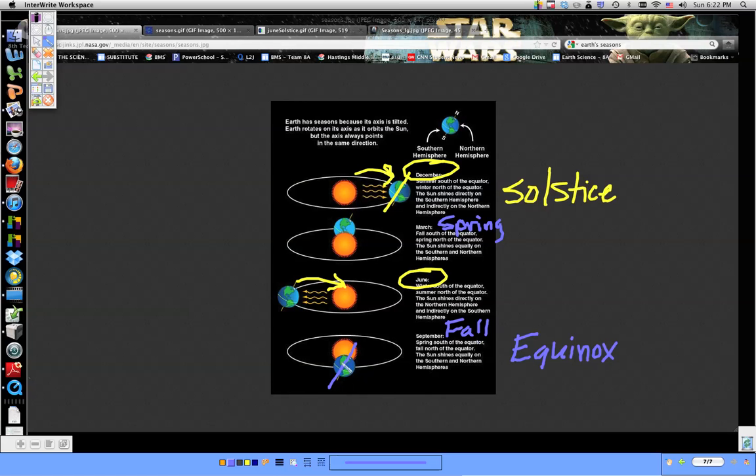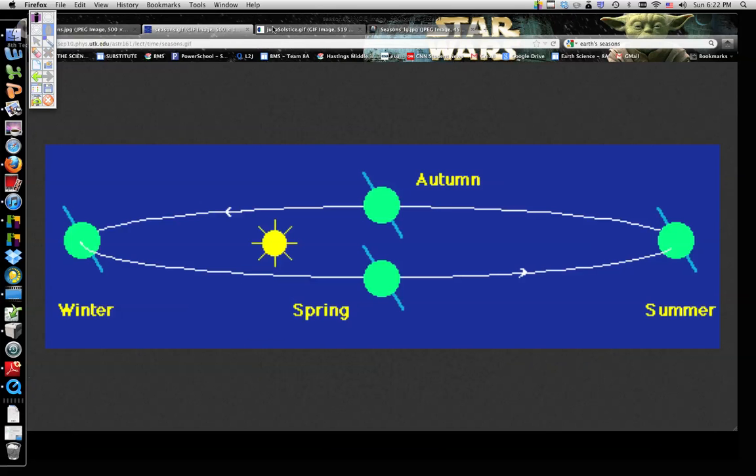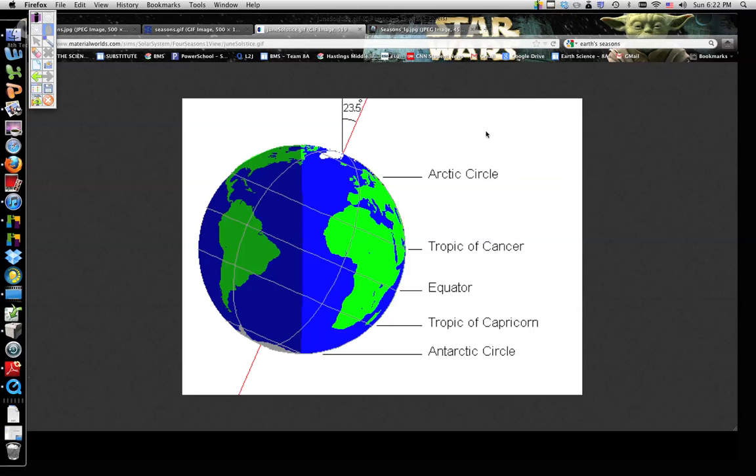So look at that tilt for fall and the tilt for spring. It is parallel to Earth. It is not tilted towards, it's not tilted away, it's parallel. So equal hours of day and equal hours of night for both. Solstice and equinox. All right, let's check another picture. Let's try this one.